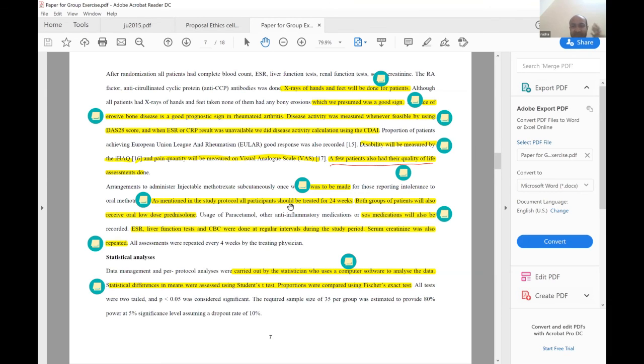So a lot of tense changes again in this entire section. From past tense to future tense, there's a frequent change in the tense which should not occur. It should be all in one tense. So again, as you see, both groups of patients will also receive oral or low dose prednisolone. Going again to future tense does not make much sense since this trial has already been conducted.